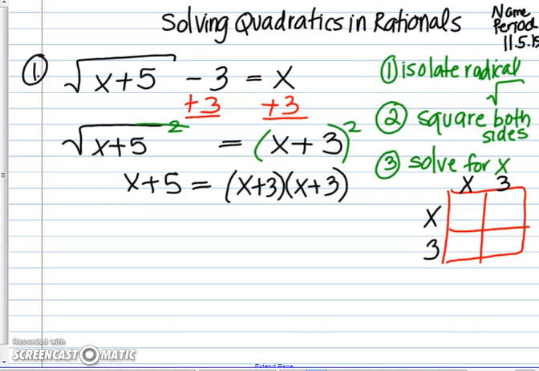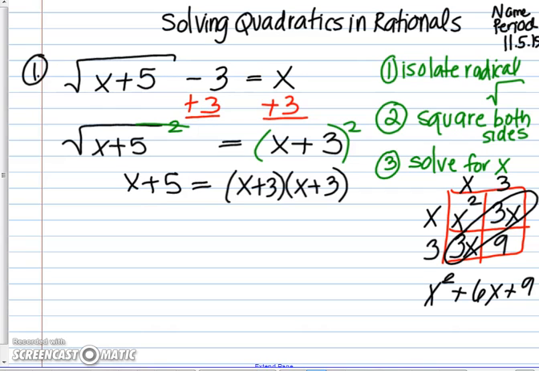This is way back when from quadratics, so it's kind of a review. What is x times x? x squared. What's 3 times x? 3x. And then what's x times 3? 3x. And finally, 3 times 3 is 9. So you're going to combine the like terms. What is 3x plus 3x? It's 6x. You're adding them, and then plus 9.